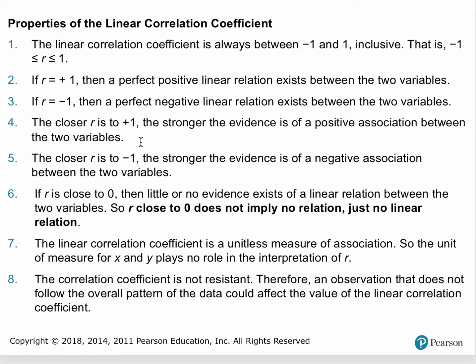The closer r is to 1, the stronger the evidence that you've got a positive association between the two variables, and likewise, the closer it is to -1, the stronger the evidence you've got a negative association. Now, if r is close to 0, then there's little or no evidence of a linear relation, but it does not mean there's no relation. It just means it's not a linear relation, so be careful about that. The linear correlation coefficient is unitless, so the unit of measure for x and y plays no role in the interpretation of r.